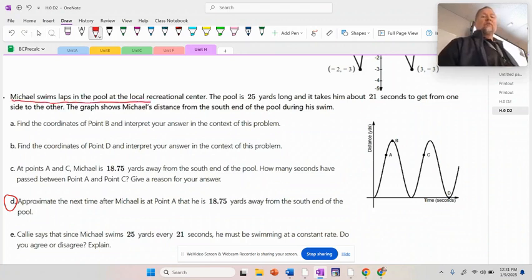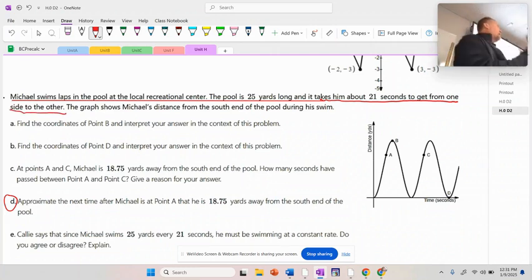Michael swims laps in a pool at a local rec center. The pool is 25 yards long, and it takes him about 21 seconds to get from one side to the other. My mistake last hour was I thought that was there and back. So my question then is, how long does it take to go there and back then? How many seconds? 42. That's this right here. That's 42, right? I put 21 there. And then what's this y value up here? 25. And then understand, ready, set, go.